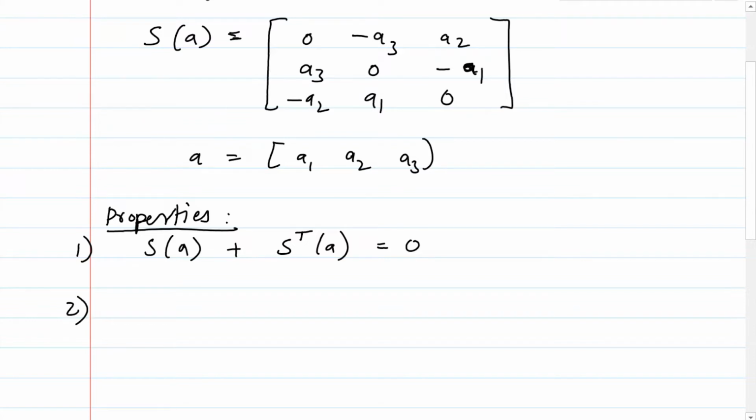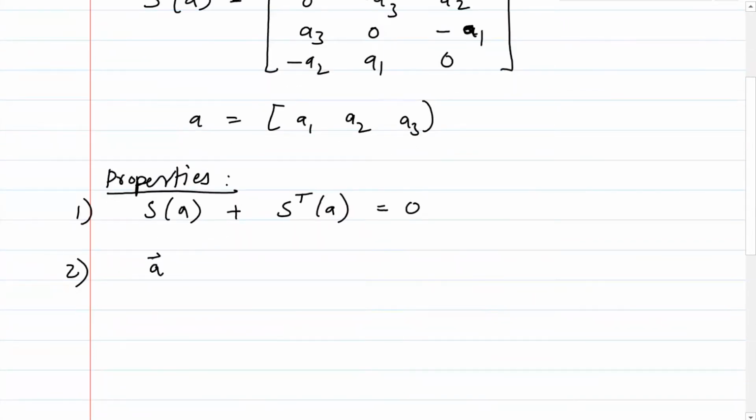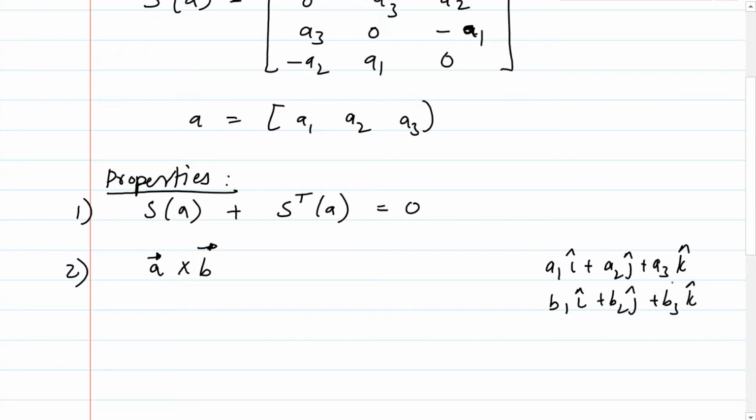The second property is that if you do A cross B, where A is a vector, A1I plus A2J plus A3K, and B is B1I plus B2J plus B3K. That's A, and this is B. So you want to find A cross B, and there's a way to do it using hand calculation. You could actually write this as S of A times B.